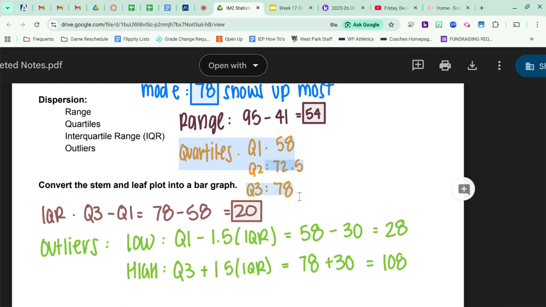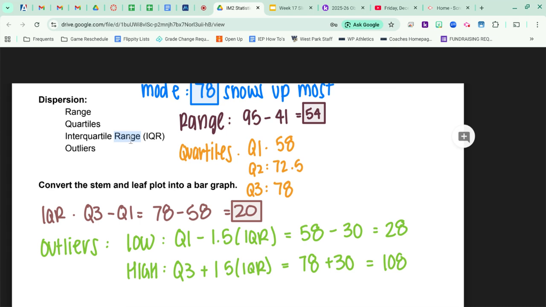So that's your quartiles: Q1, Q2, Q3. If you want the IQR, the IQR is still a range, but it's the range from your Q3 to your Q1. The interquartiles are your quartiles that are inside. That would be your Q3 and your Q1. And you're just simply going to go 78 minus 58. That gives you the IQR.